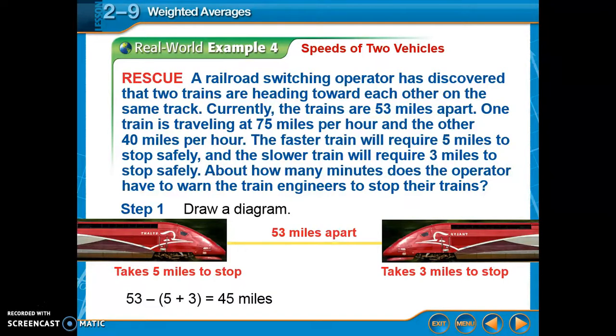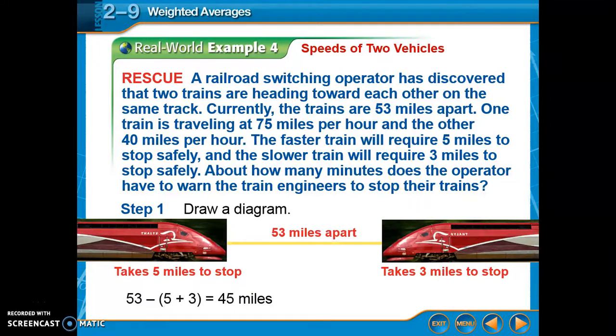So we need to figure out how much time we've got before they cover those 45 miles, right? How much time do we have to wait so that we can then tell them to brake, and they brake, and they just barely touch each other just like that. Okay?